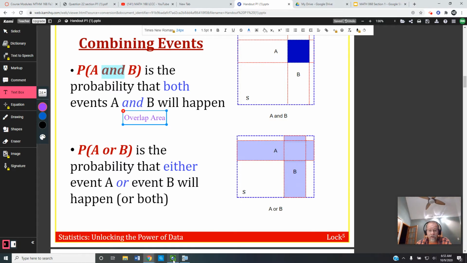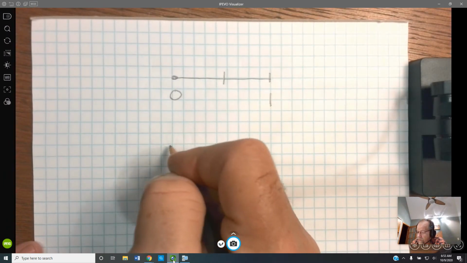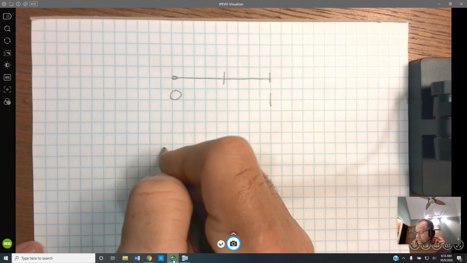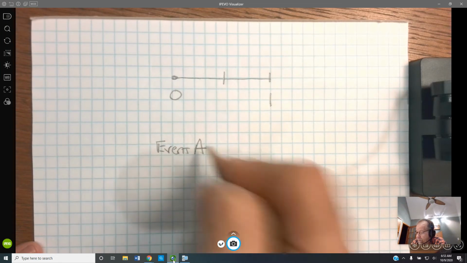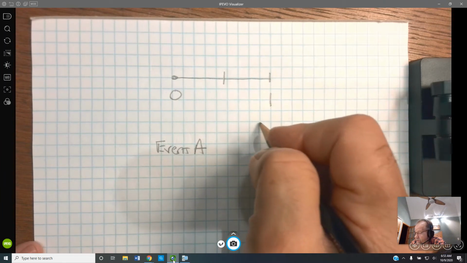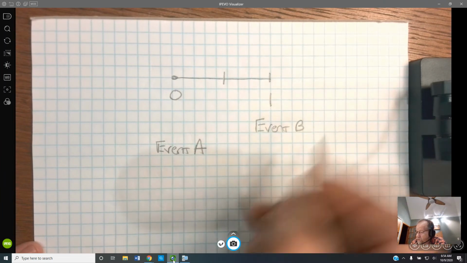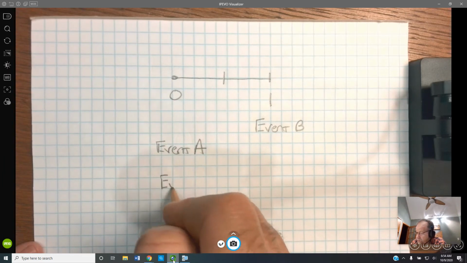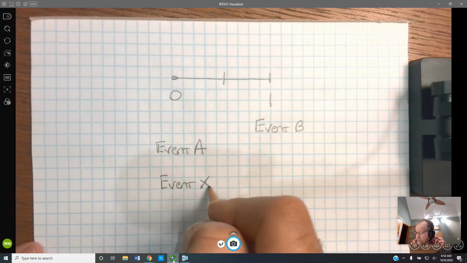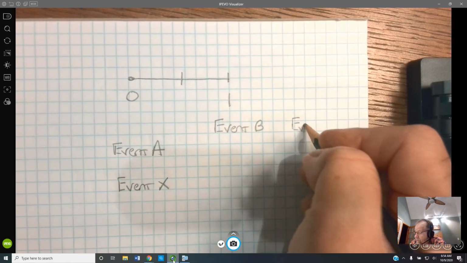I want to show you that a little bit differently. I want to make a thing that we can refer to here. So let's say that we have event A, and let's say we have event B. Well, there's other things going on also. Maybe there's event X and there's event Y.